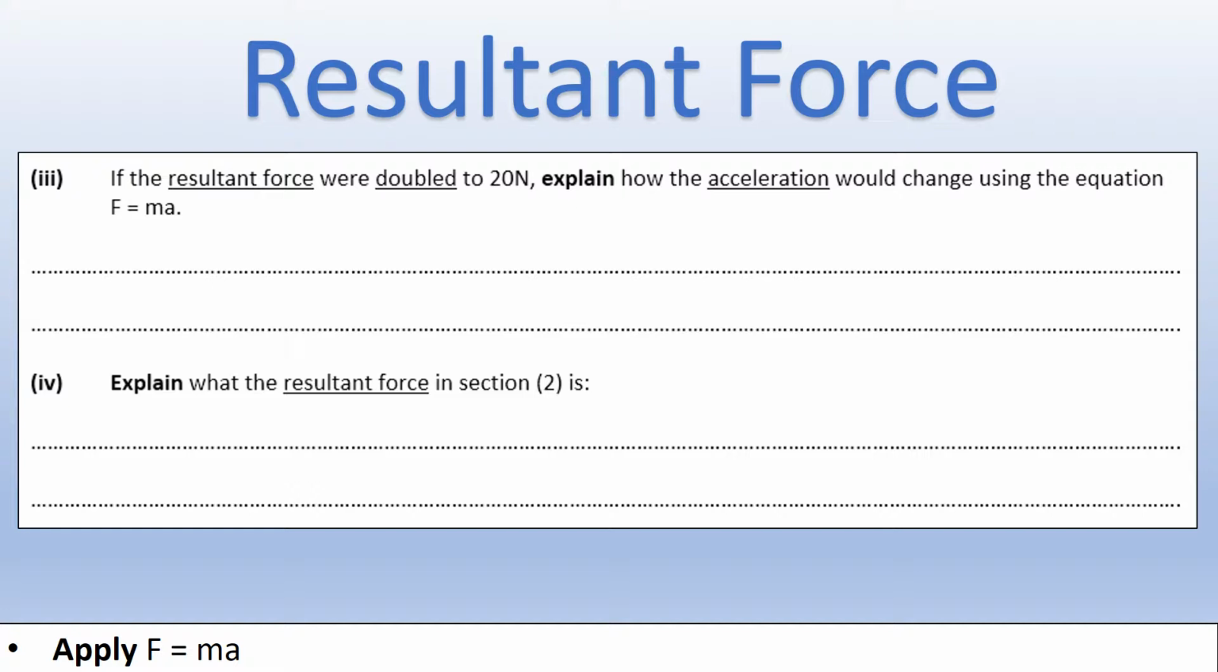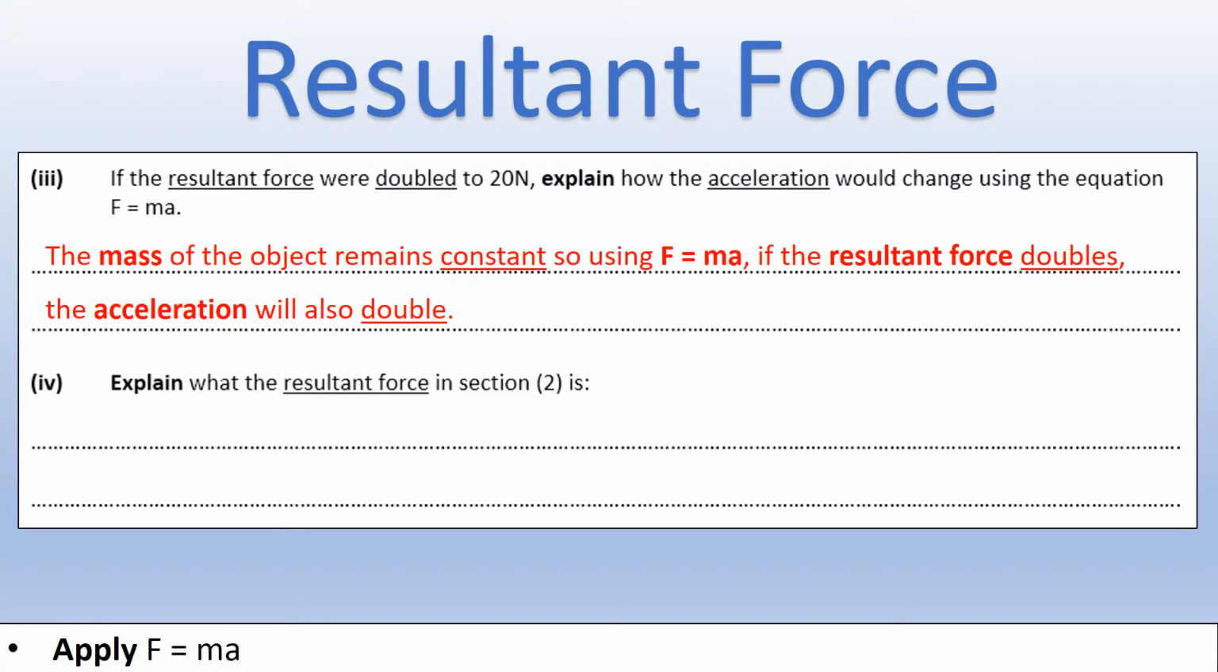Okay, so let's have a look at this first one. So first thing, we've said the resultant force has changed, but we haven't said anything's happened to the mass. So we know the mass remains constant, which is going to be useful. So if mass remains constant, you can see that resultant force and acceleration are directly proportional to each other.